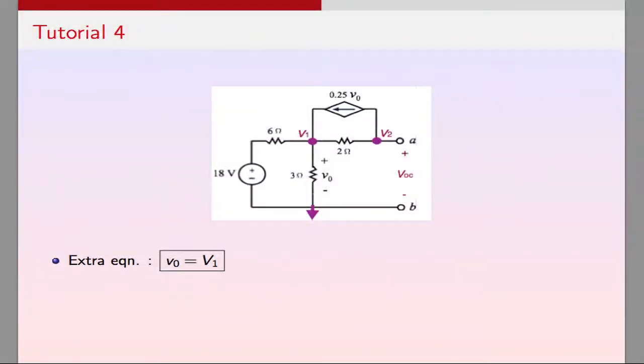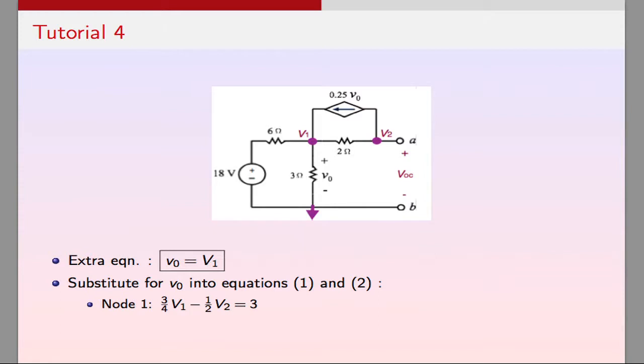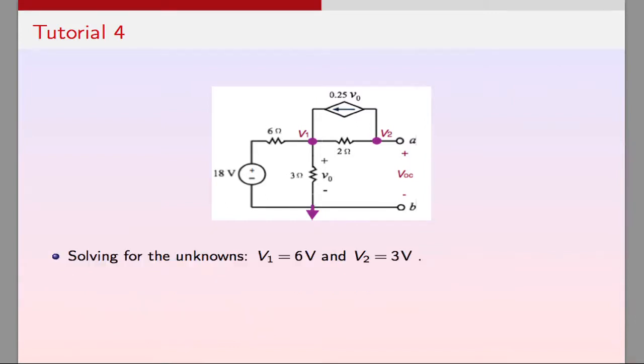So we have V0 is equal to V1, and then we can substitute now for V0 into equations 1 and 2, and this gives the following two nodal equations. This is the equation for node 1, and this is the equation for the second node. Now, solving these two equations gives V1 equals 6 volts and V2 equals 3 volts.